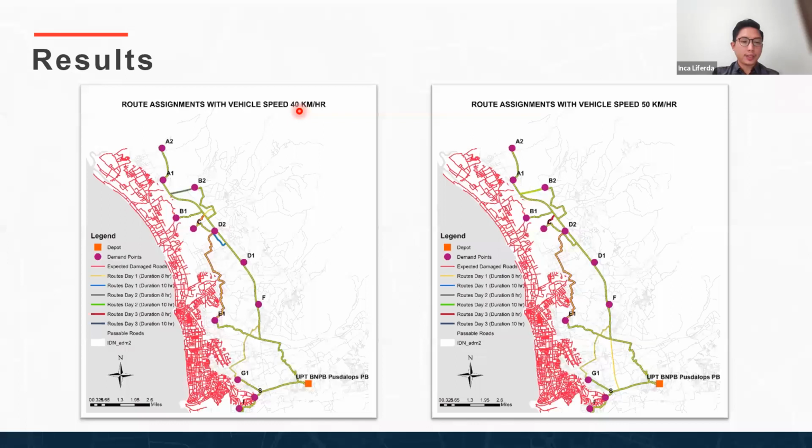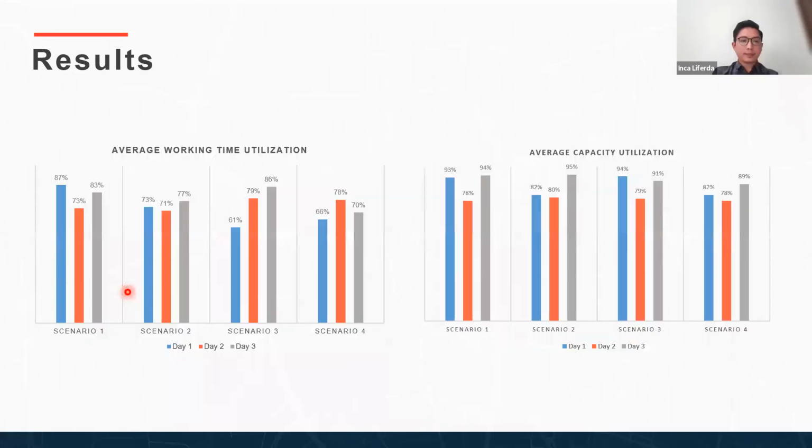Here you can see the route assignment for each day, from day 1 to day 3, over the 72 hours of the post disaster. Then after that we can analyze the utilization of the vehicles. The first one is the working time utilization, and the second one is the capacity utilization. You can see here for each scenario.